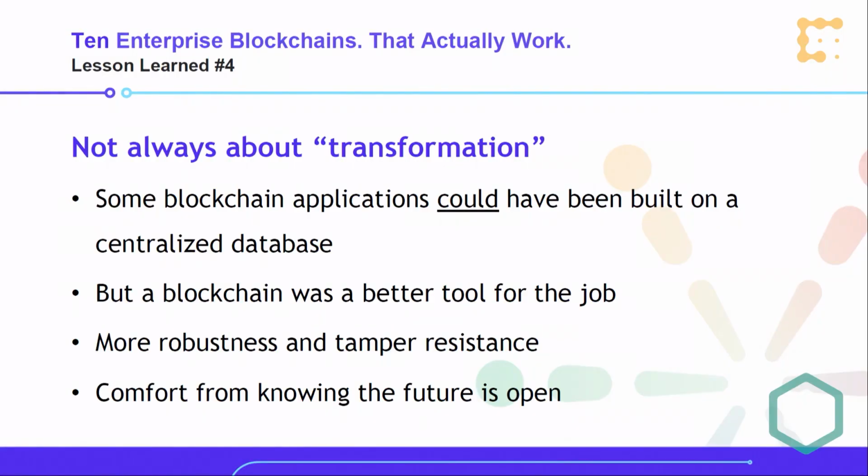Lesson number 4. If you look at most of these use cases, we could say they're not necessarily transformative. One or two of them may be enabling people to collateralize their cows in a developing country. Well, that's quite socially transformative. But the majority of these use cases are not transformative in any economic or social way.